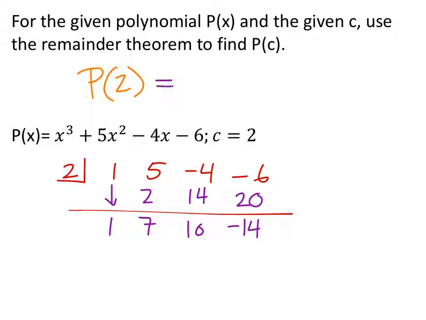So p of 2 should equal -14. Regular 14? Oh, yeah. See what I mean by going real fast right there? Thank you. That's a positive 14.